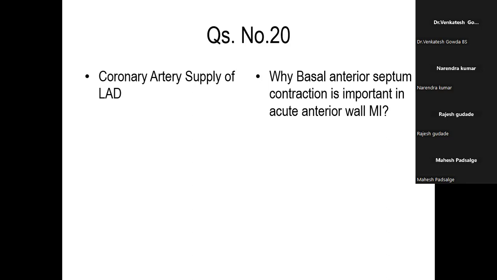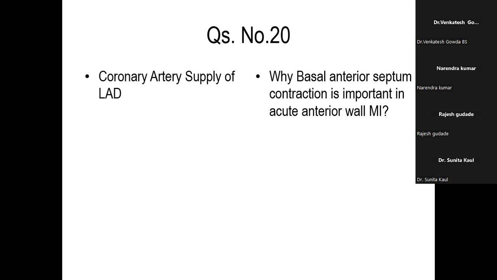Dr. Sanjeev Mathur, next question is for you. Sanjeev, are you there? Yes, sir. Why is basal anterior septum contraction important in acute anterior wall MI? Tomorrow you're going to be an echocardiologist back in the US and you get an anterior wall MI and your consultant asks you, have you seen your basal anterior septum? Is it contracting or not contracting? What does it mean? Sir, if there is a blockade in the LAD, there shouldn't be good contraction on the anterior. No, that's not the answer. Very specific answer for this.